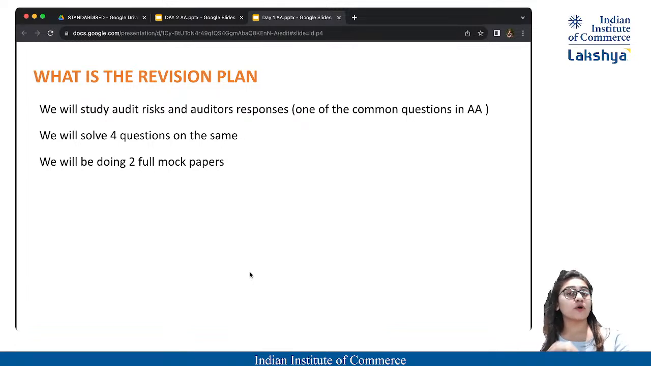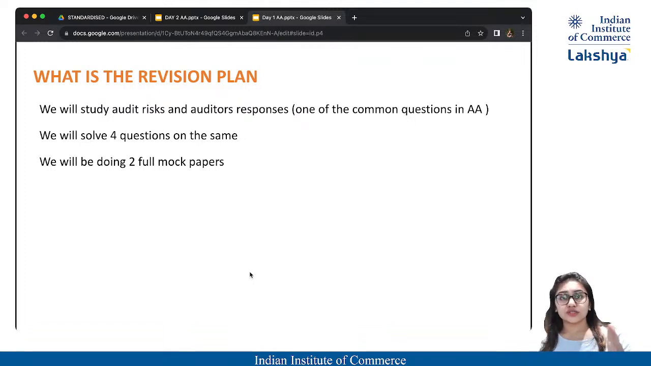We will study one of the commonly asked questions, audit risk and auditor's responses. It is one of the most common questions asked in AA. On the topic of audit risk and auditor's responses, we're going to solve 4 questions. That will give us practice because it is a recurring topic in the examination. Audit risks and auditor's response is always asked. So we're going to solve 4 good questions on the same, and that is going to give you practice of how things are to be done.